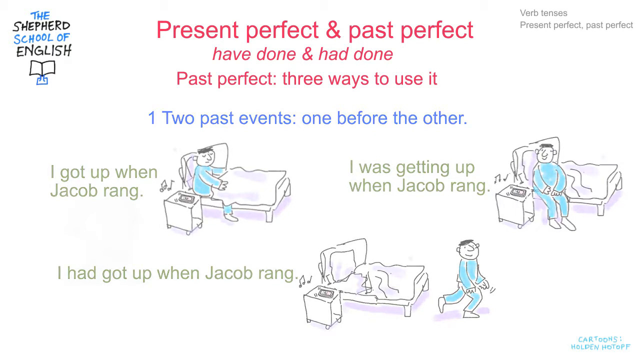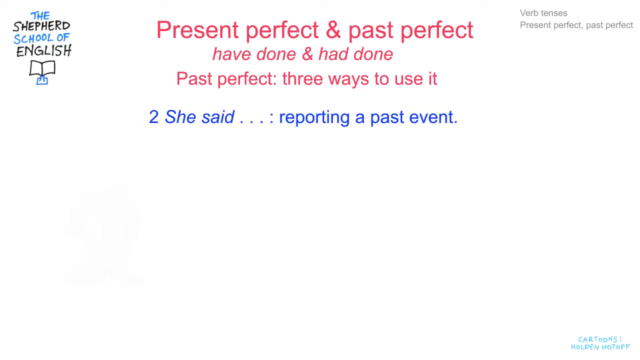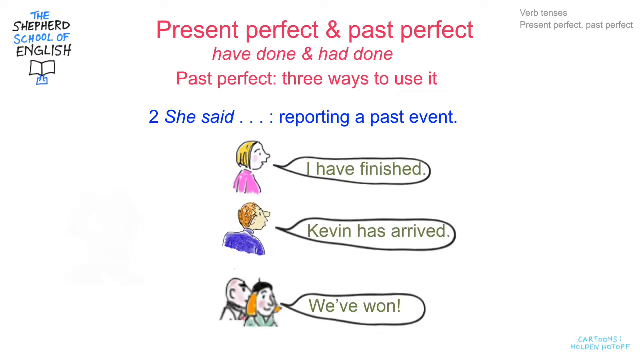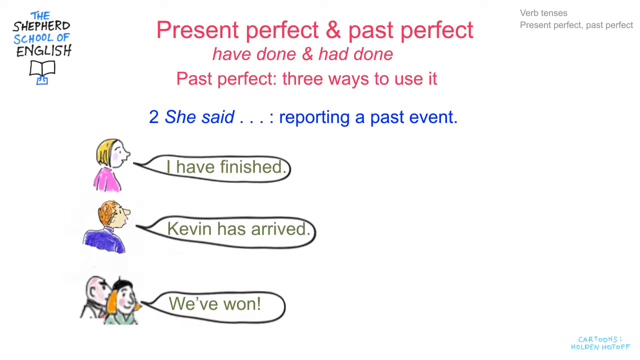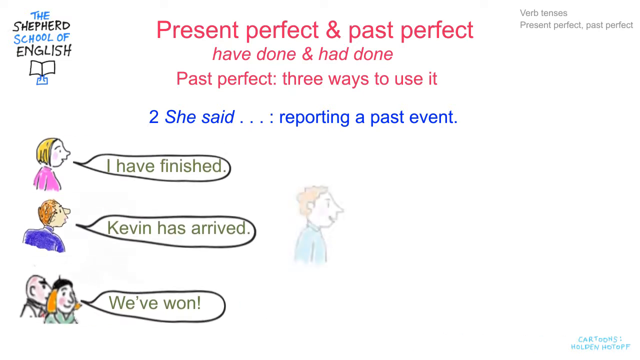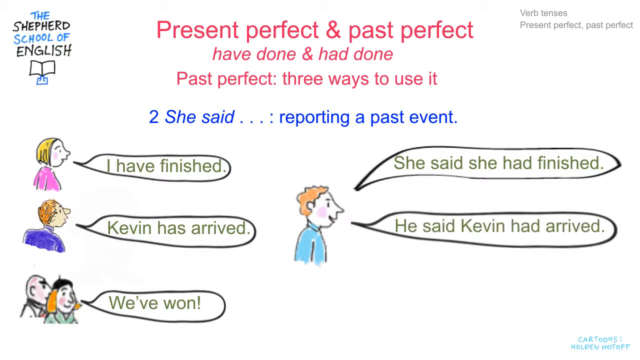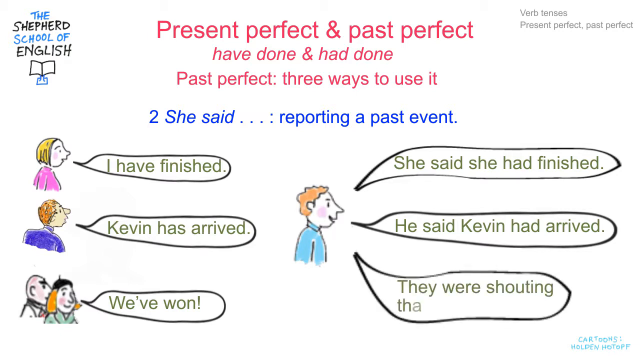Here's the second way we use the past perfect. If someone says something using the present perfect, like this for example, I have finished, Kevin has arrived, we've won. When we report these things, the verbs will change to the past perfect. What did she say? She said she had finished. What did he say? He said Kevin had arrived. What were they shouting? They were shouting that they'd won.